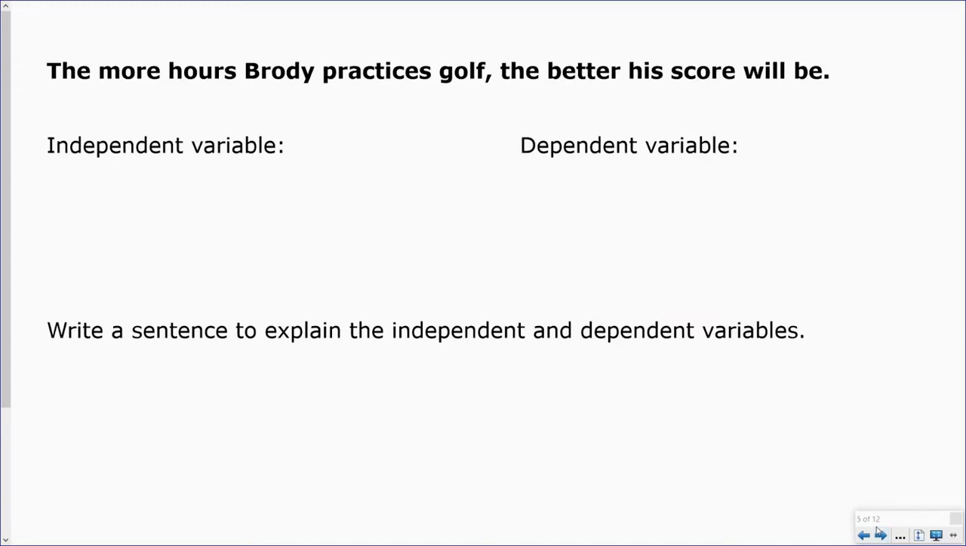Let's take a look at that. In this statement, it says the more hours Brody practices golf, the better his score will be. In this situation, the independent variable is the hours because it doesn't matter whether Brody practices golf or not, the time or the hours are going to continue on. They don't depend on anything else to happen. His score is the dependent variable because the more he practices, his score will go up. So his score depends on the hours that he practices.